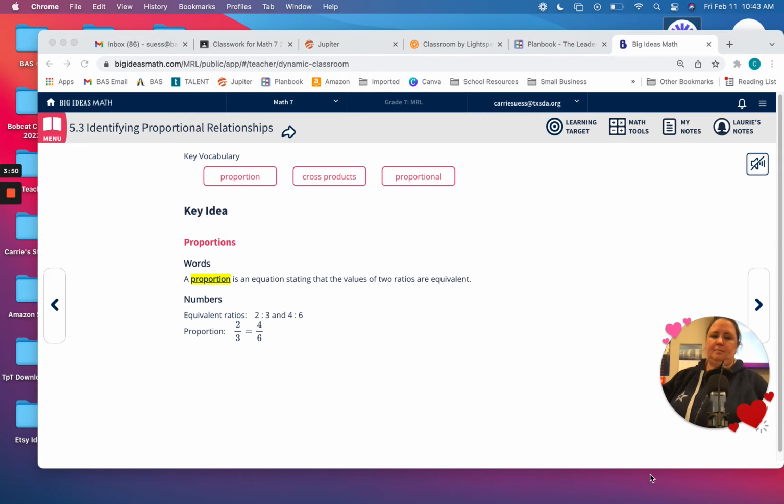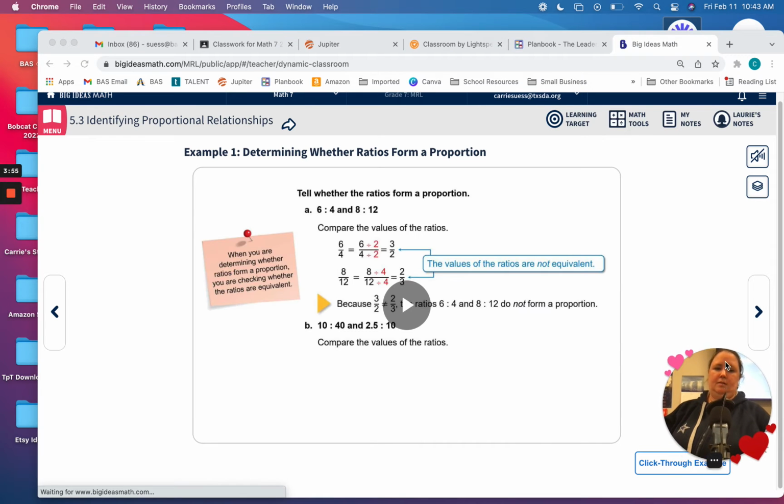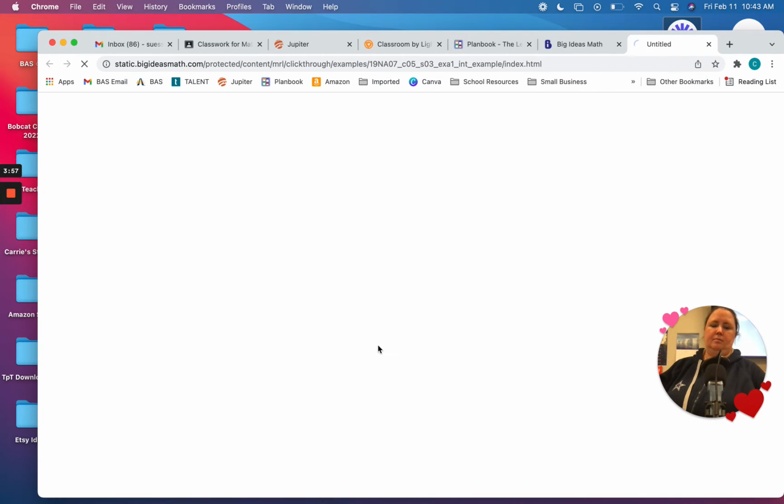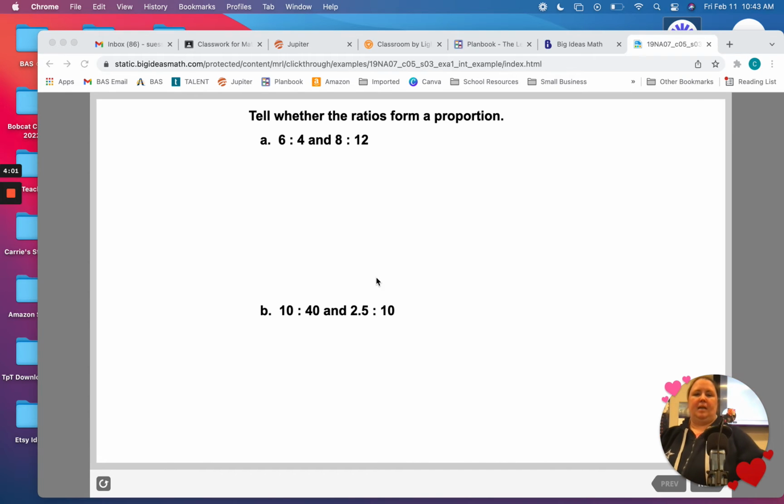All right, let's do the example. Okay, write this in your journals. Tell whether the ratio forms a proportion. So, all you're doing is setting this up as a proportion and then simplifying, and your answer is going to be yes or no. Yes, they are equivalent. No, they are not.